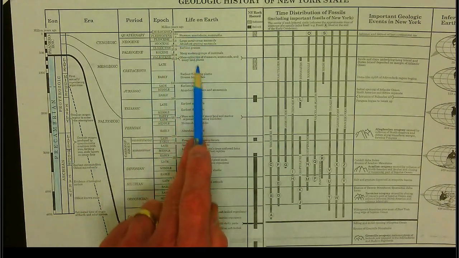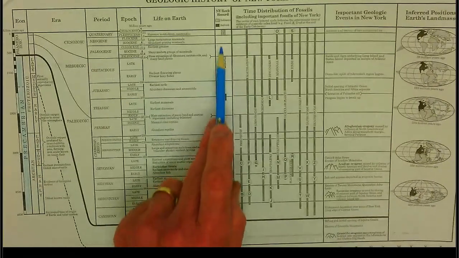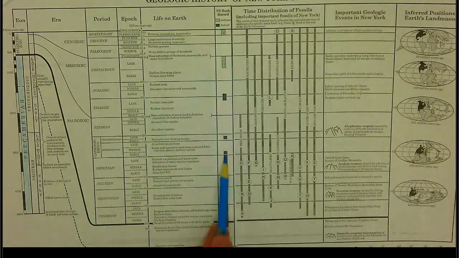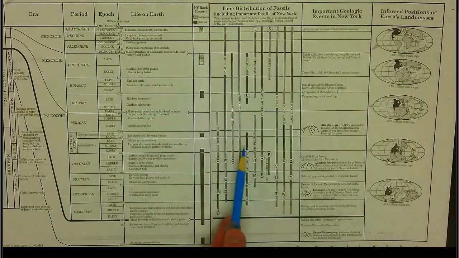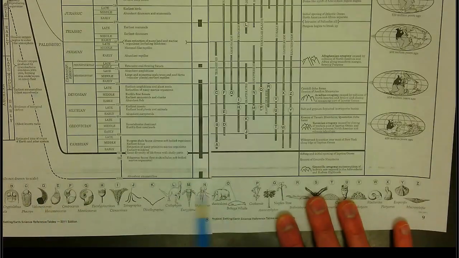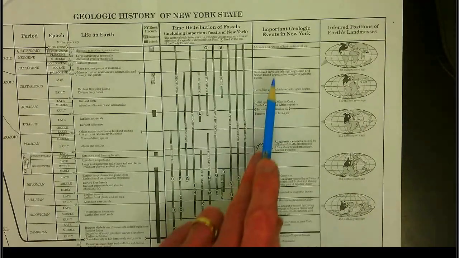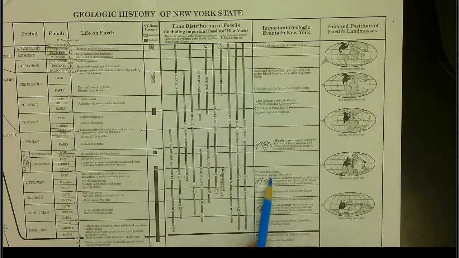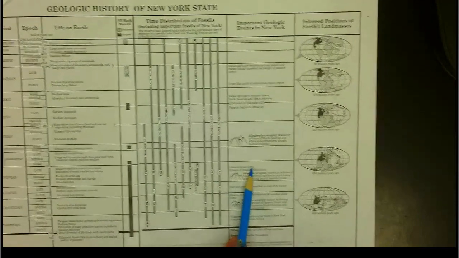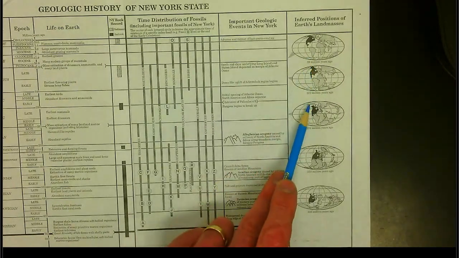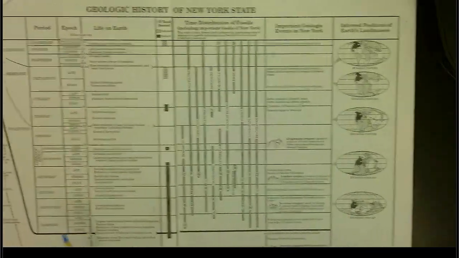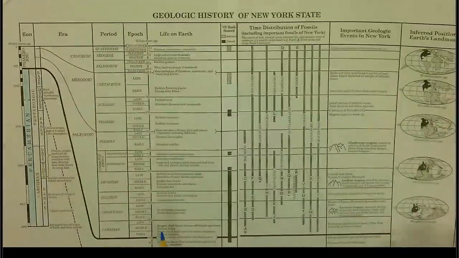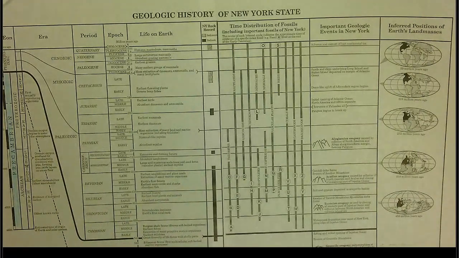There's a column here for life on Earth, where we can find rocks in New York State, different distributions of types of fossils, and specific information about index fossils, which are listed down at the bottom of pages 8 and 9. Geologic events that are pertinent to New York State, and then also the position of the land masses over time. We'll spend a little bit more time on this.